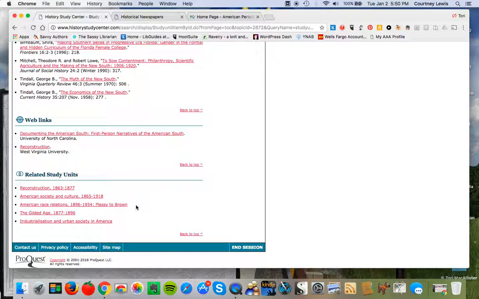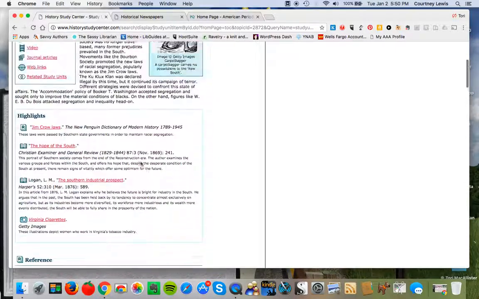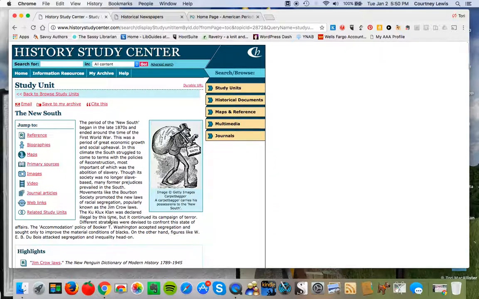And just in case this isn't exactly what you're interested in, or you're sort of interested but not quite sure, it gives you related study units as well that it thinks have to do with the time period. So obviously our Gilded Age one popped up. You can also see race relations, and so much of this has to do with that, as well as issues surrounding Reconstruction, which obviously laid a lot of the foundation for the New South. So this gives you a sense of how the History Study Center can be a great jumping off point in taking a look at various resources and giving you an idea and inspiring you to think about the kinds of topics that are out there.